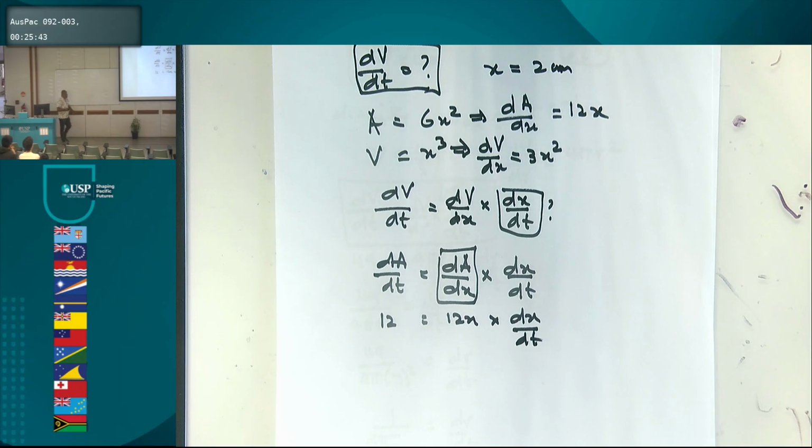I give you 1 minute. Work out the value of dx over dt. Go.